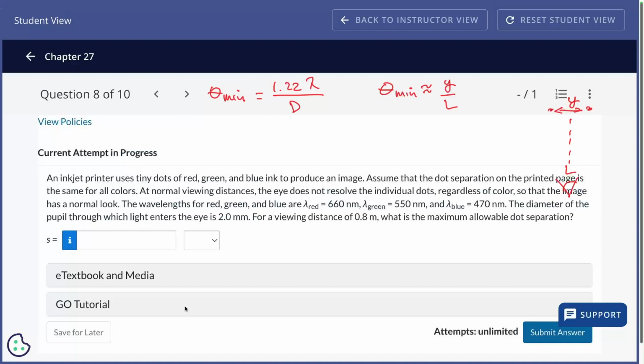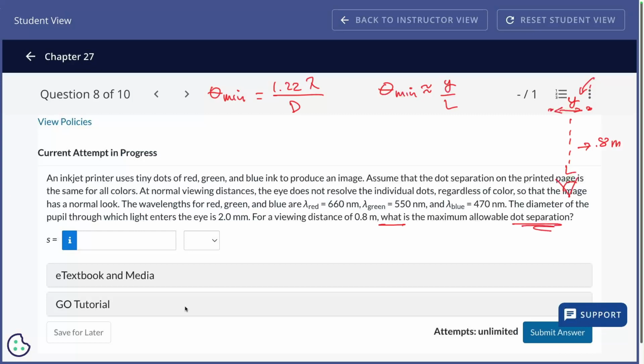Okay? So they gave me a viewing distance of 0.8 meters, 80 centimeters, which is kind of far. Like 25 centimeters would be normal. Anyway, viewing distance of 80 centimeters or 0.8 meters. They want the biggest allowable dot separation so that we can basically not see the dots. That's what they're going after. So we are solving for y, the dot separation.